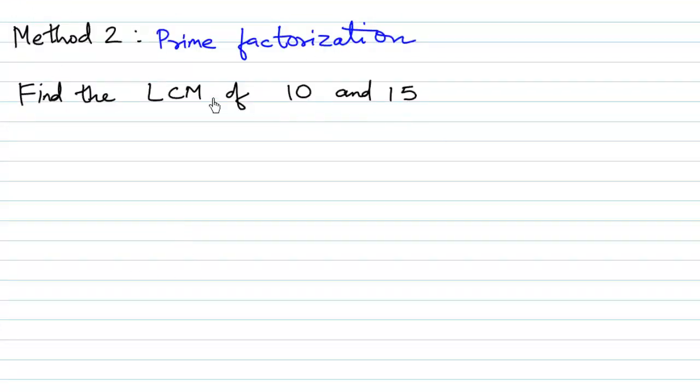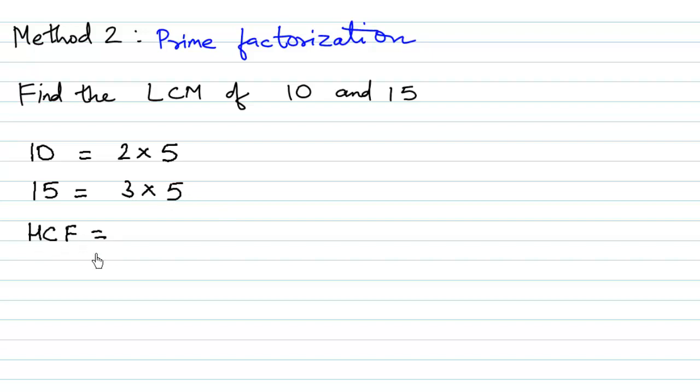In method number 2, we can find the LCM of two or more numbers by prime factorization. So let us see how to find the LCM of 10 and 15 by prime factorization. First of all, we are going to write 10 as the product of prime numbers, which is 2 5s are. And then we are going to write 15, the second number, as 3 5s are. And then we are going to write down the highest common factor. Which number is common to both the products? So 5 is common to both the products. So the highest common factor is 5.